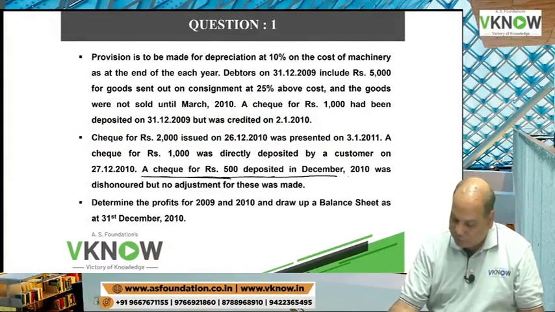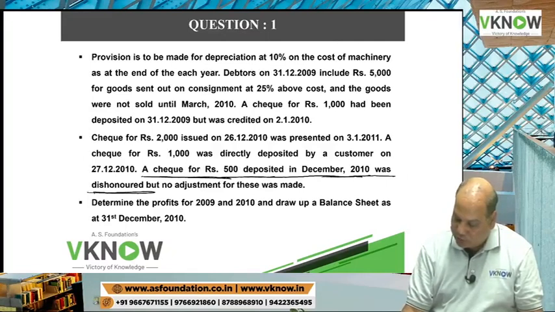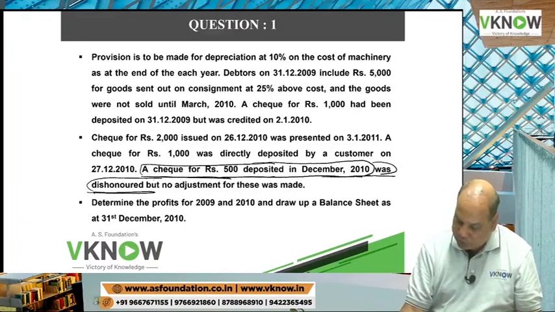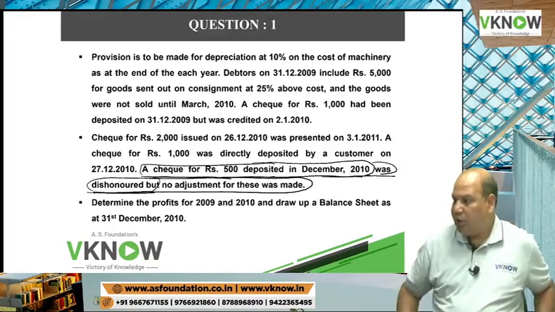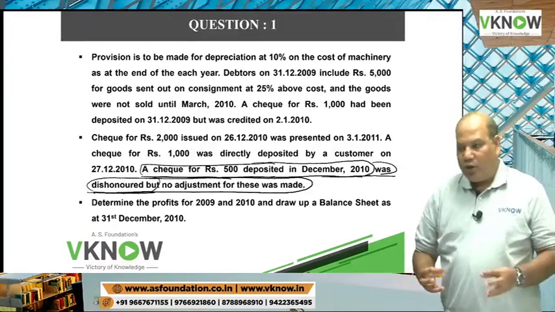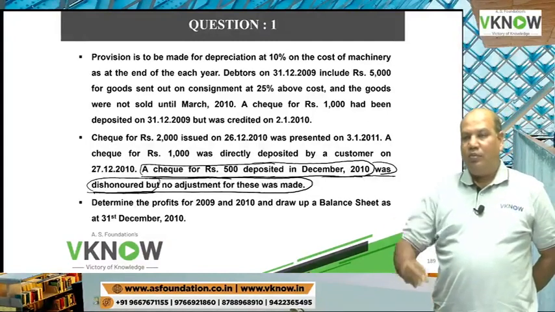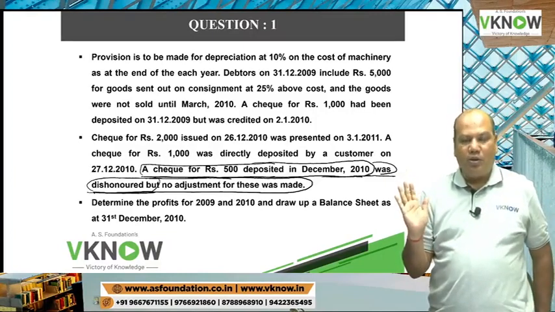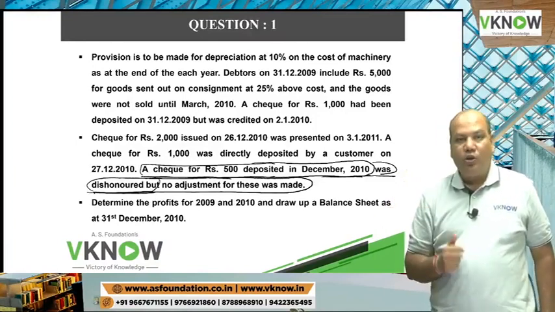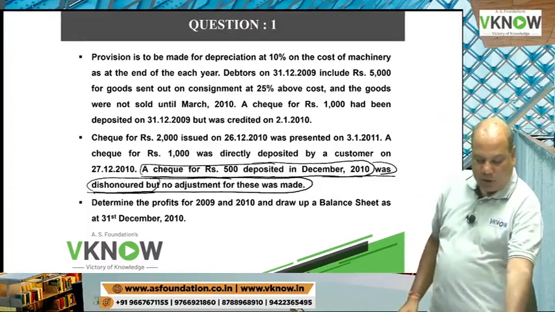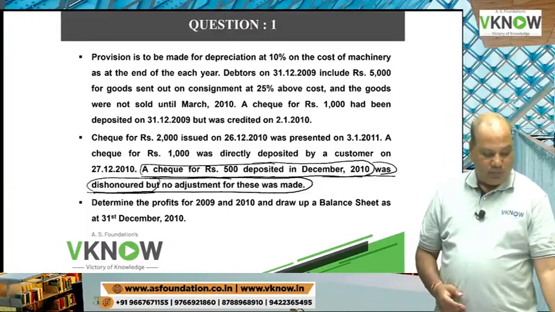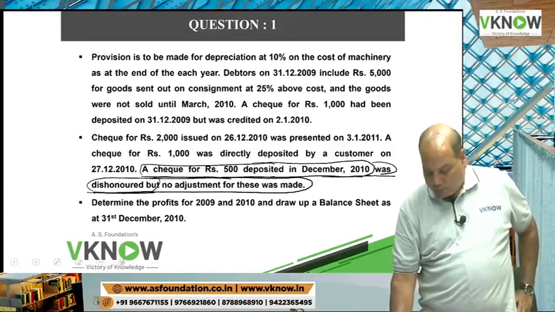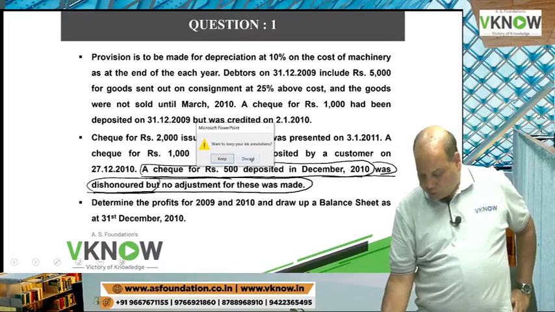A check of rupees 500 deposited in December 2010 was dishonored, but no adjustment was made for this. Again, my question is the same. We had deposited one check in the bank. That check got dishonored by the customer. When I found in my bank statement that the check which I had deposited got dishonored, what will I do? Will I pass an entry first or put it in the reconciliation statement? Is it our mistake? Yes. When the check got dishonored, I should have passed the entry.